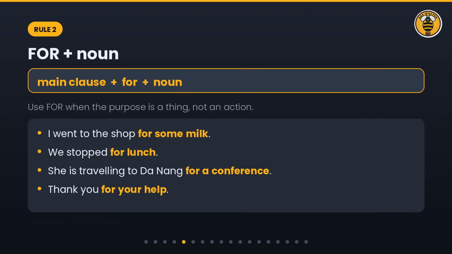The key point here is beautifully simple. After for, you want a noun. If a noun follows, for is almost always safe.